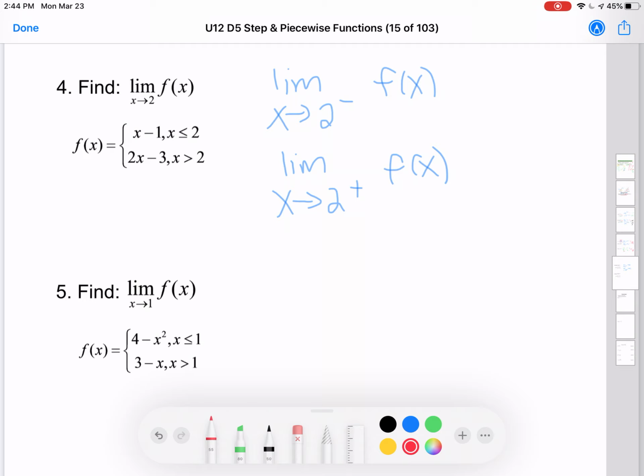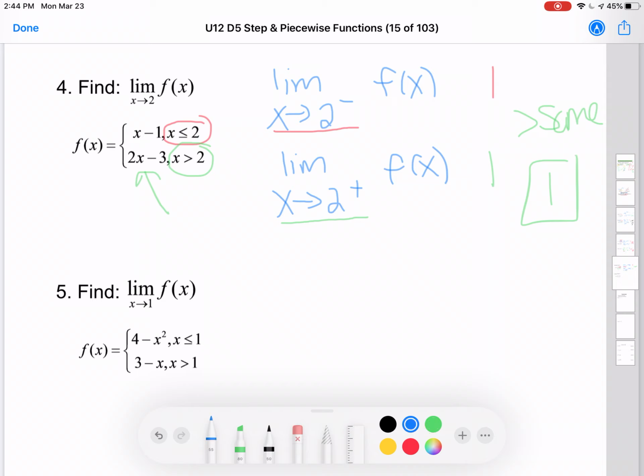Okay, so which domain is x coming from the left? So a little bit smaller than 2. So that's this domain. So if we plug in 2 minus 1, we do get 1. Second part, x is approaching 2 from the right, so that means it's a little bit bigger than 2. So plug in 2. 2 times 2 is 4, minus 3 is 1. They are the same, so the limit does exist, and the limit is 1.